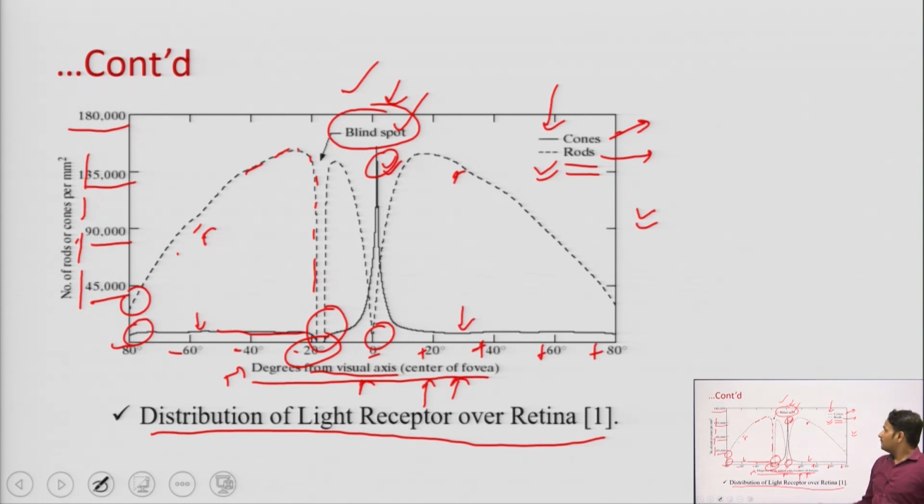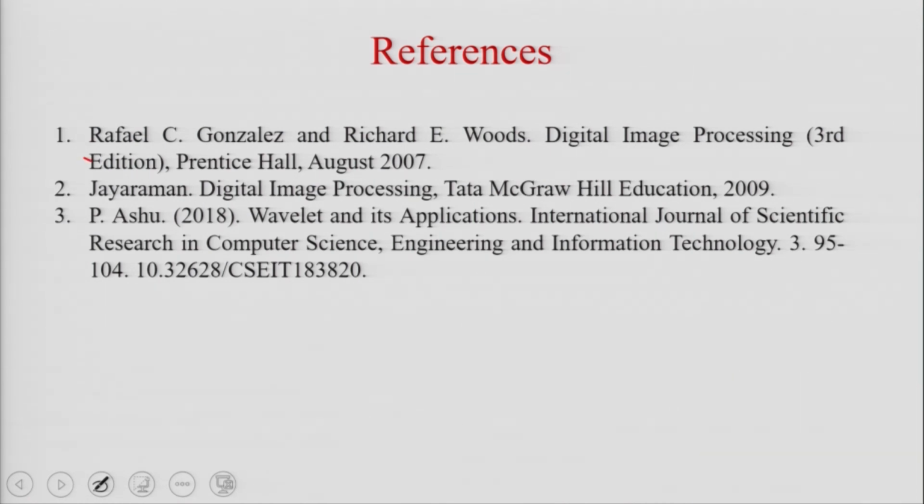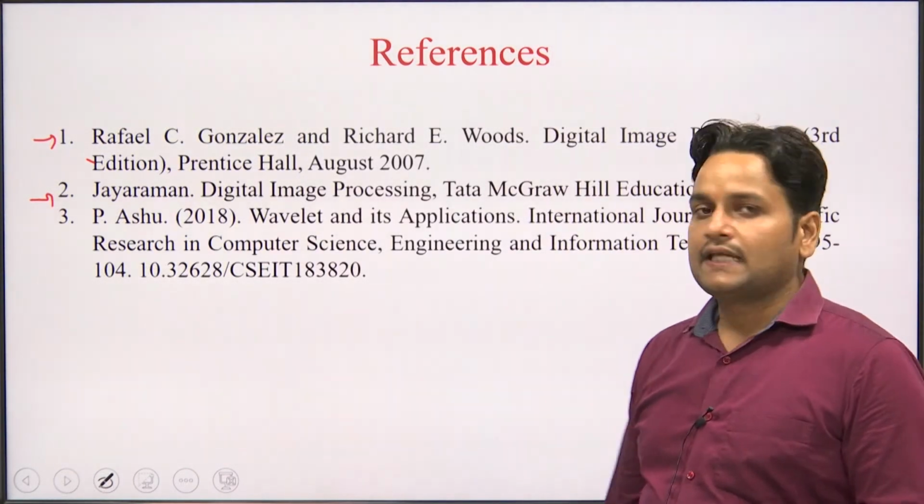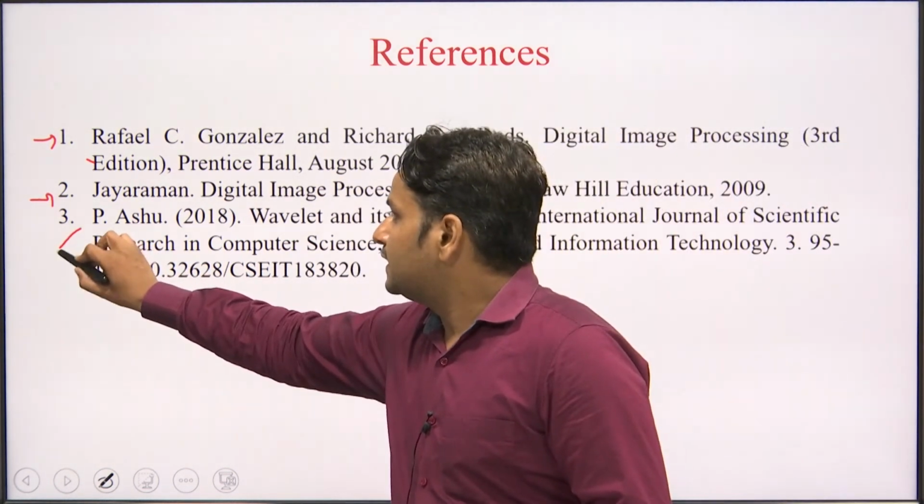So, when both cones and rods are not acting, then we can say this is the blind spot, by which no one can understand which kind of image is present in front of the eye. And these are the references which I am going to use for this particular topic: the physical aspects of digital image processing and the fundamental steps of digital image processing. Here the third one is very important.